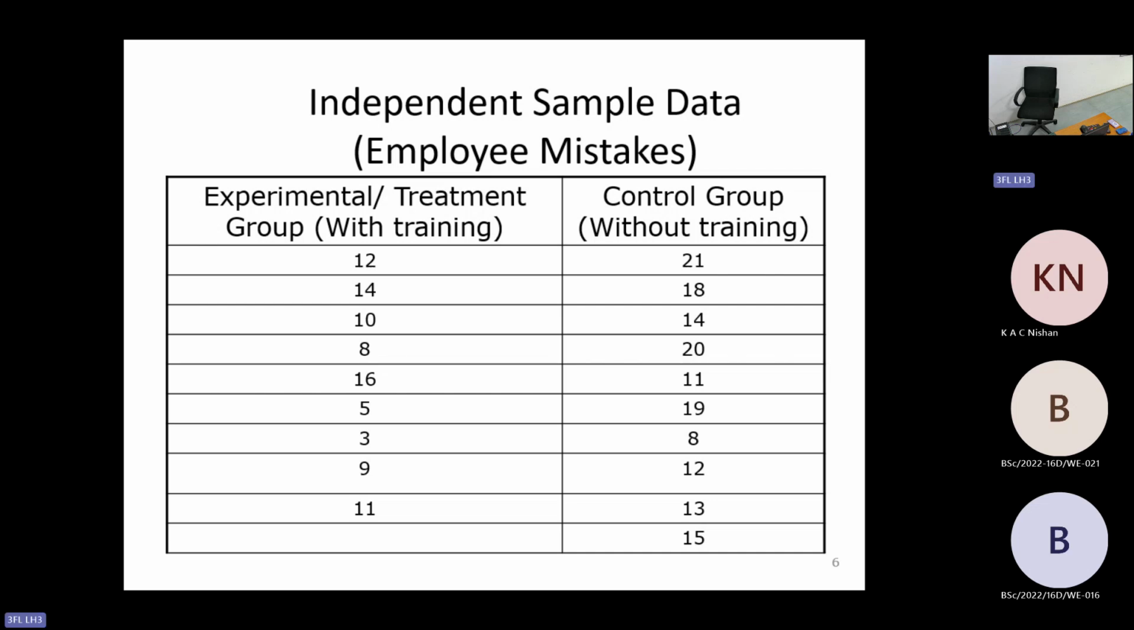Nine employees and training. After giving this training only to the treatment group or the experiment group, and having the control group only as a control, after that you check the number of mistakes they are committing.